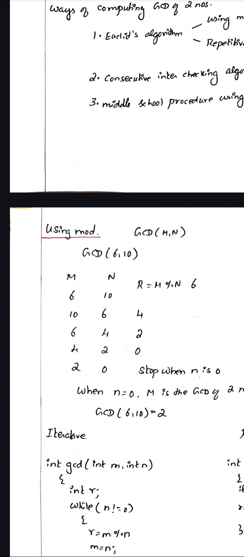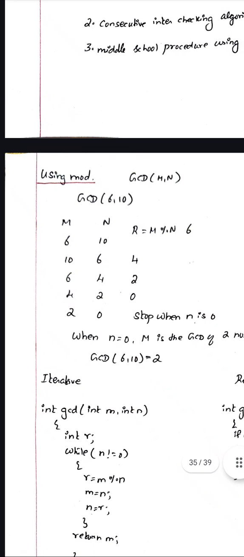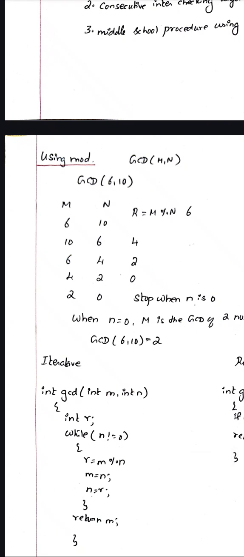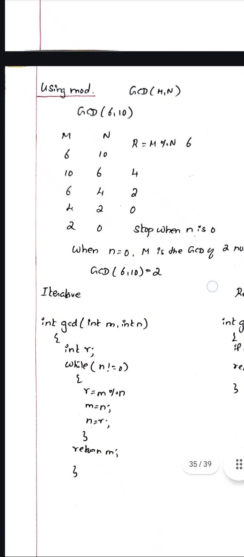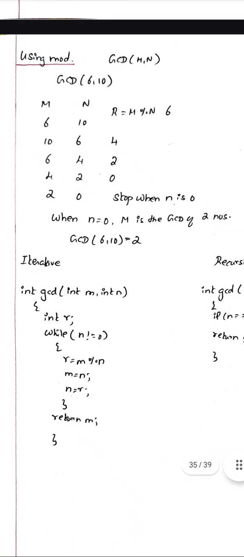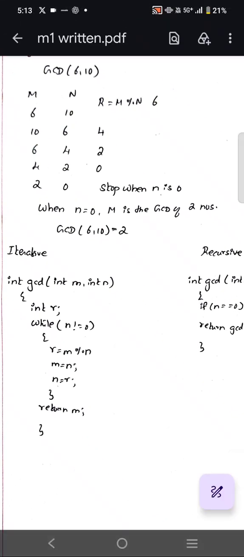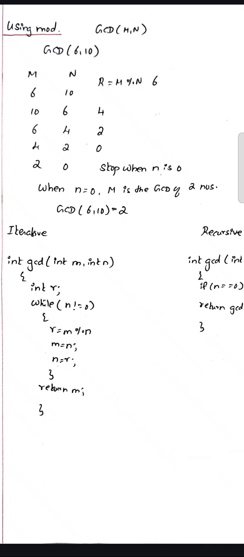The remainder should be taken to the n position, and m equals n, n equals remainder. That is the modulo operation. The remainder is 4. Then we have 6 and 4. 6 by 4 gives remainder 2. Then 4 and 2 gives remainder 0, then 2 and 0. Stop when n equals 0. When n equals 0, m is the GCD of the two numbers.